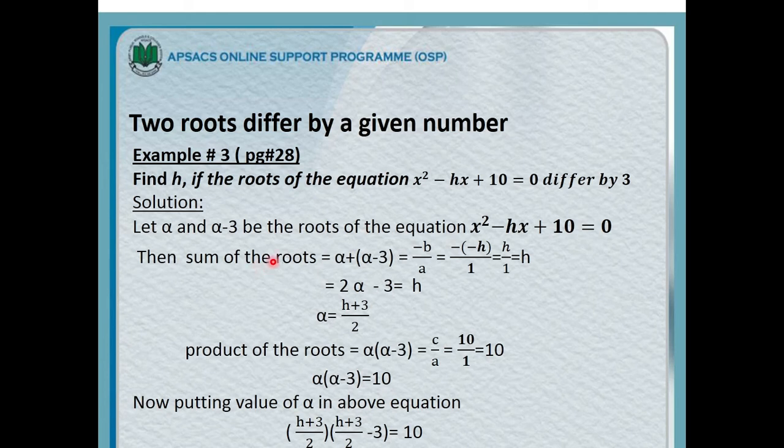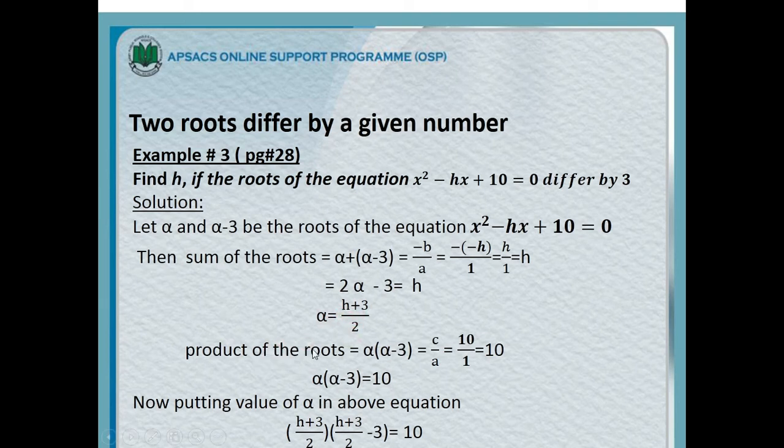Now we will find the sum of the roots. The roots are alpha and alpha minus 3. If we add alpha plus the second root alpha minus 3, and by putting the values of a and b in the formula, we get the equation 2 alpha minus 3 is equal to h, and by cross multiplication we get the value of alpha, that is equal to h plus 3 upon 2.